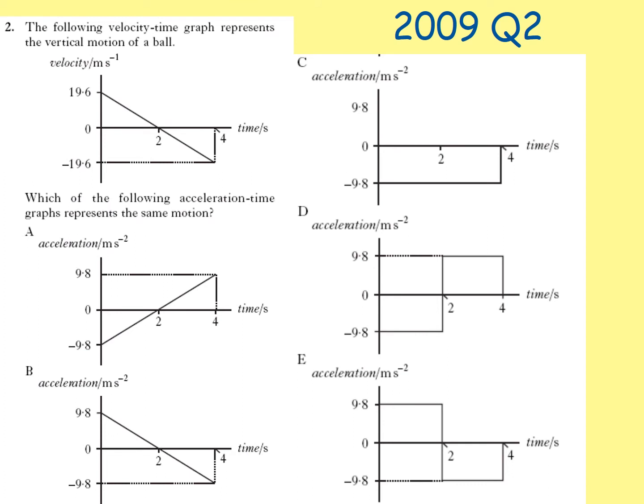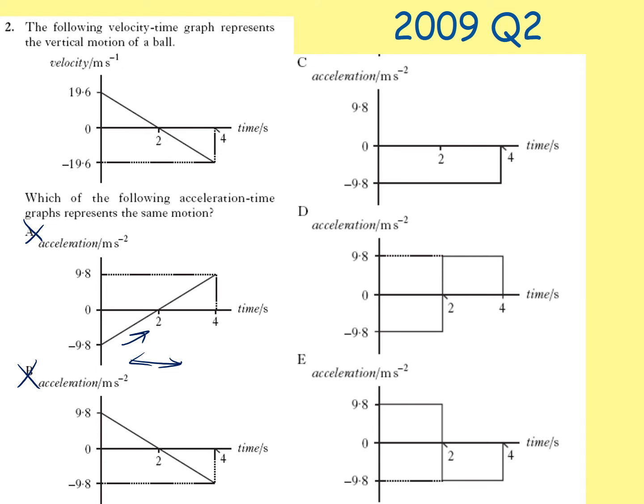The following velocity time graph represents the vertical motion of a ball. Which of the following acceleration time graphs represents the same motion? Initially, looking at our velocity time graph, we can see that there is a constant change in velocity over time. If there's a constant change in velocity, this is equal to a constant acceleration. So for graphs A and B, this is a change in acceleration. It's not constant here, so we can say these are both wrong because these are angled lines. We need them to be straight lines.